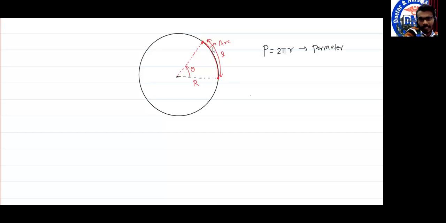Okay. In the same manner, the length of this arc: this arc is a curve right now, and if we make it into a straight line, we get some length. So this length is equal to this angle theta into radius r. Any problem? Okay. So the length of this arc is equal to theta into r.